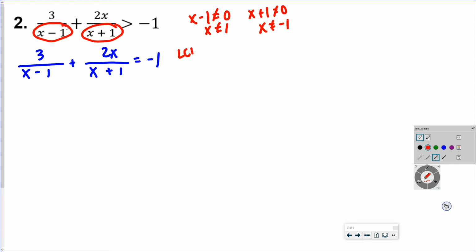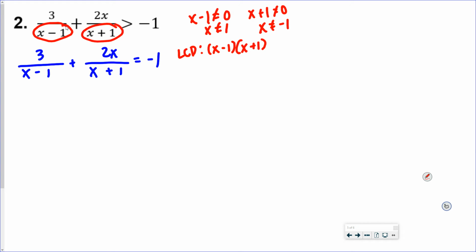Your LCD, your least common denominator: here you have a denominator that has a factor of x minus 1. Here you have a denominator with a factor of x plus 1. Here you have a denominator with just a factor of 1. So your LCD is x minus 1 times x plus 1. We're going to multiply both sides by my LCD, and what this does is it clears all your fractions.